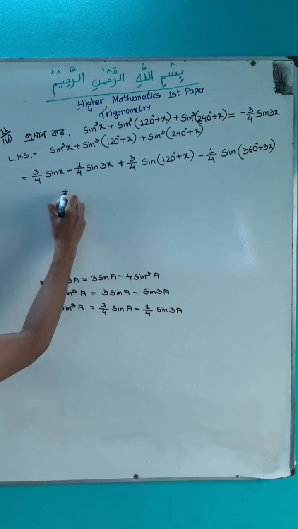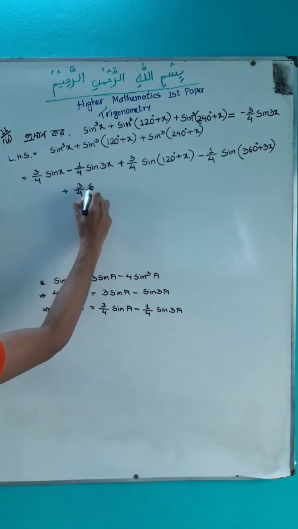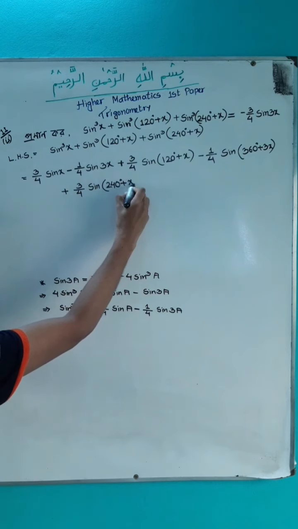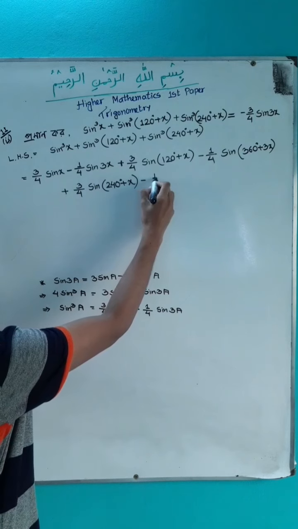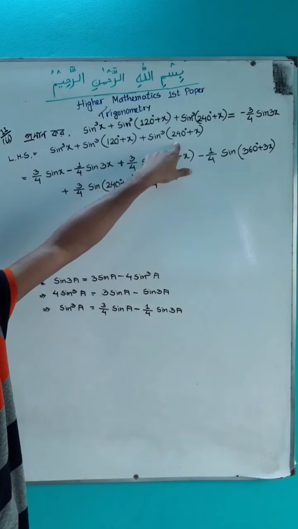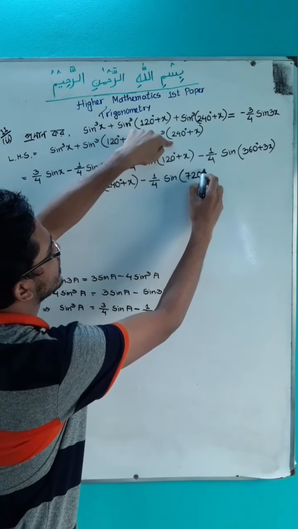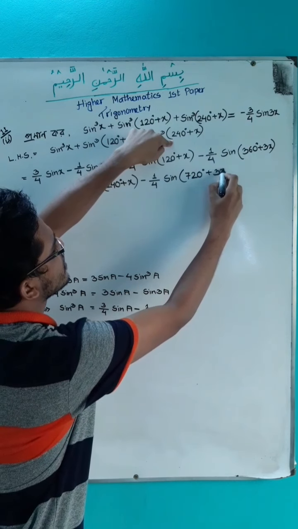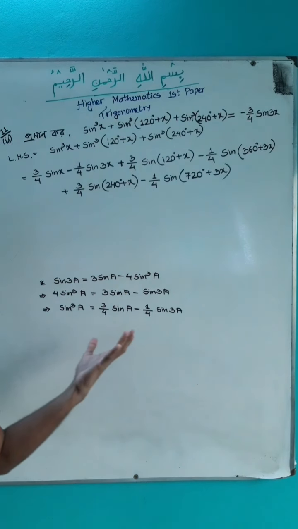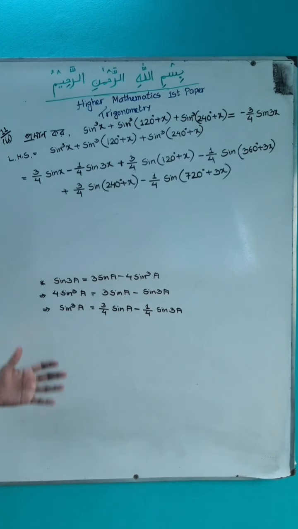Now plus 3 by 4 sin (240 degree plus x) minus 1 by 4 sin, let's multiply this term with 3, that means 720 degree plus 3x. Okay, so we have put our formulas in this math. Now we have to adjust.